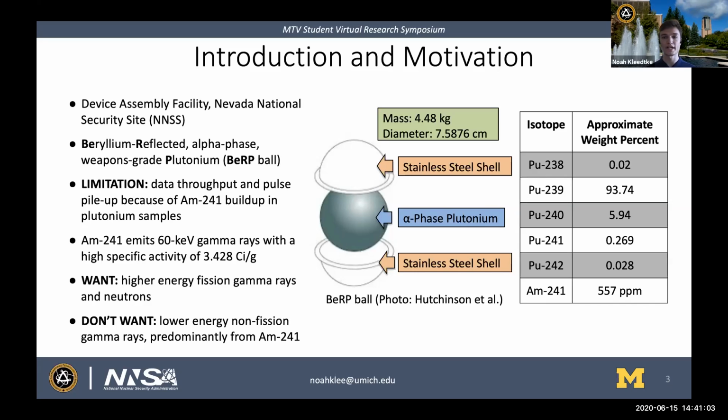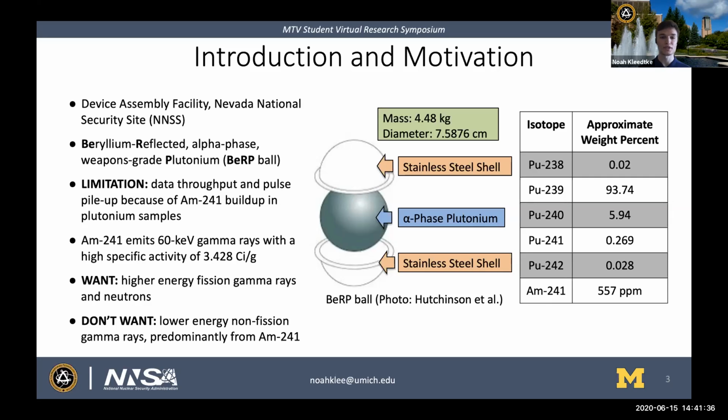On the middle right here, you'll see a diagram of the main components of the burp ball. And on the far right, you'll see a table with approximate weight percentages of specific isotopes in the burp ball. These weight percentages were taken from the actual information of the fabrication of the burp ball in 1980. So they're a little bit older, but as you can see at the bottom of the table, there is a buildup of americium-241 in the burp ball.